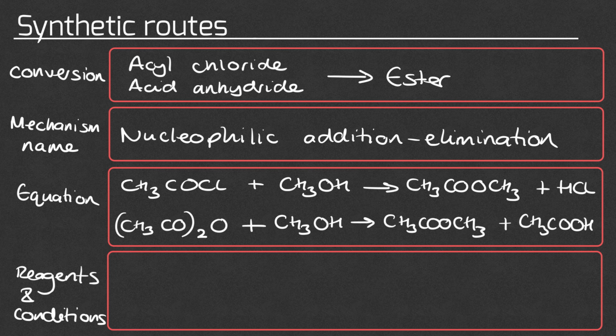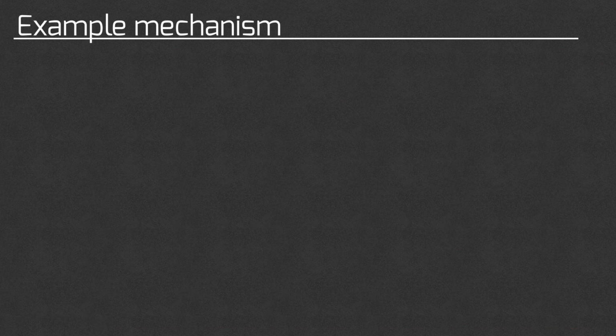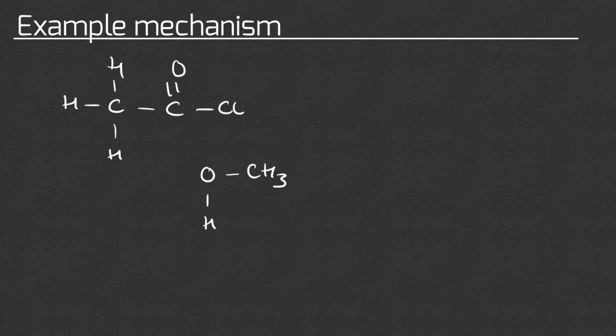Example equations show an acyl chloride reacting with an alcohol to produce an ester and hydrochloric acid, or an acid anhydride reacting with an alcohol to produce an ester and a carboxylic acid. The reagents and conditions would be an alcohol at room temperature. A mechanism would show an acyl chloride and an alcohol.